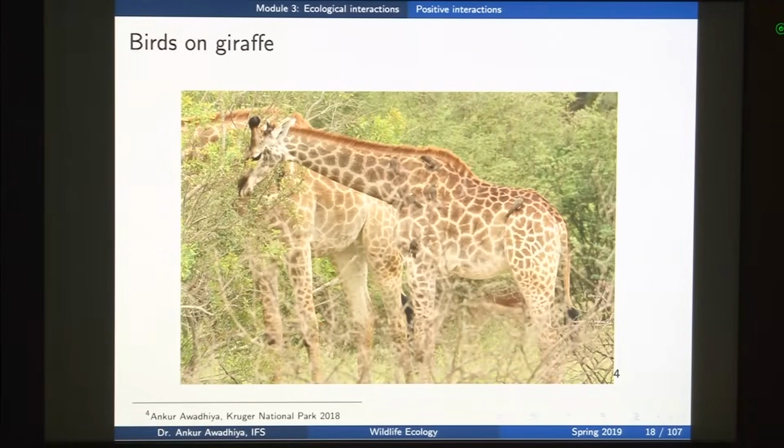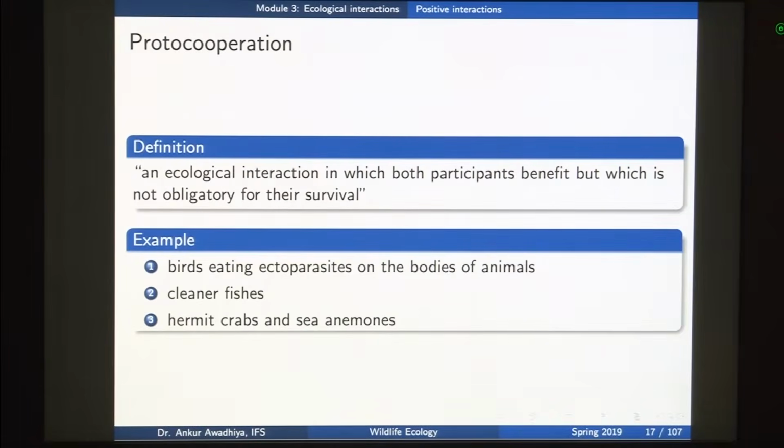However, even though both of these parties are interacting together and both are getting a benefit, even then this is not obligatory for the survival of either the birds or the giraffe. Even if there are no birds around, this giraffe will live, and even if there are no giraffes around, these birds would live, because they would switch to some other source of food. Which is why we call this interaction proto-cooperation. Both the parties are getting a benefit. However, this benefit is not obligatory for the survival of any of these.